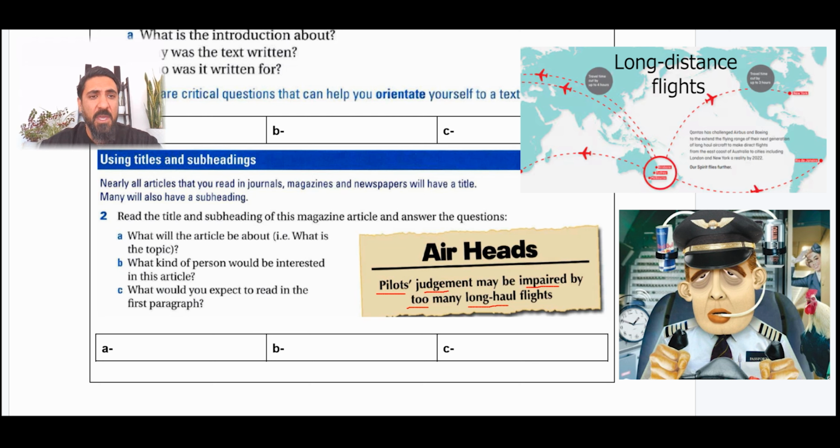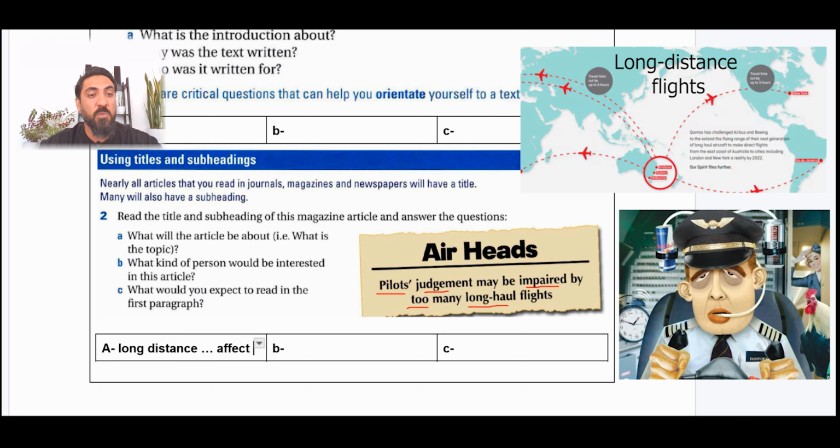So question A, what will the article be about? The article will be about how long-haul flights will affect the pilot's ability. So this is something that you can write. So long distance flights will affect the pilot's ability to make good decisions. So this is what the article is about.